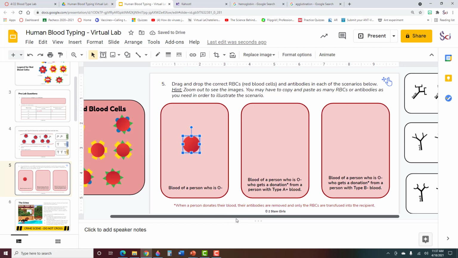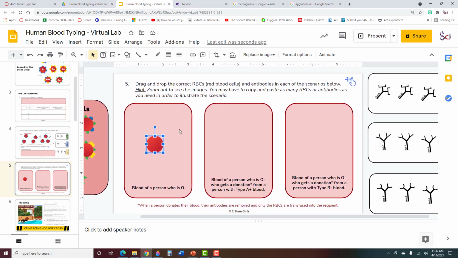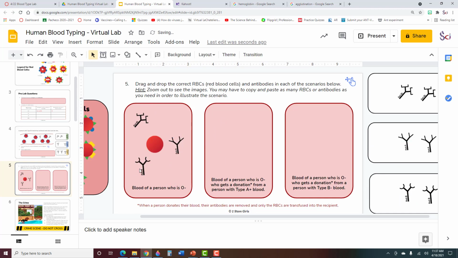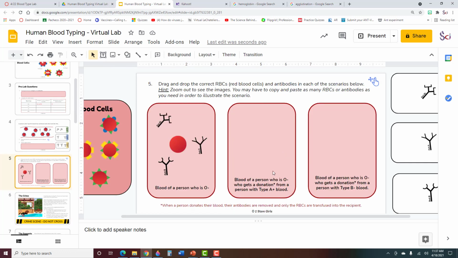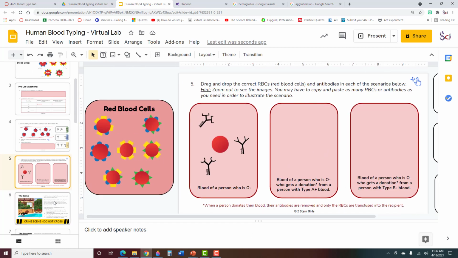Then on the antibody side over here, you have antibodies to what you don't have. Well, if you look, this person has nothing. They've got nothing, so they're going to have antibodies to everything. They are going to have all of those antibodies: anti-A, anti-B, anti-Rh. They're all going to be circulating in their blood looking for foreign invaders. So then you're going to fill out the other two.